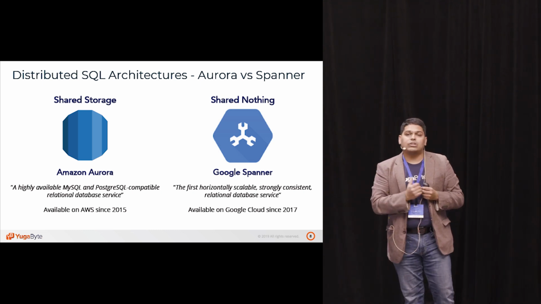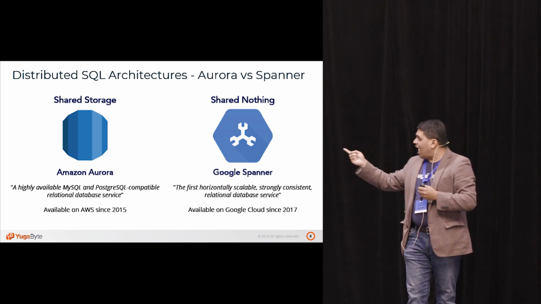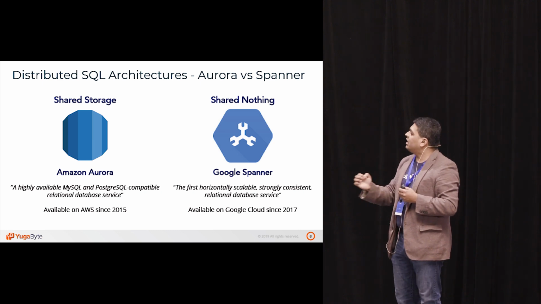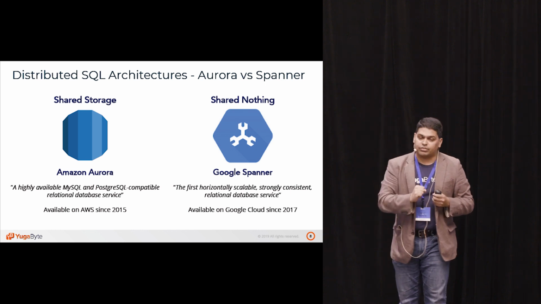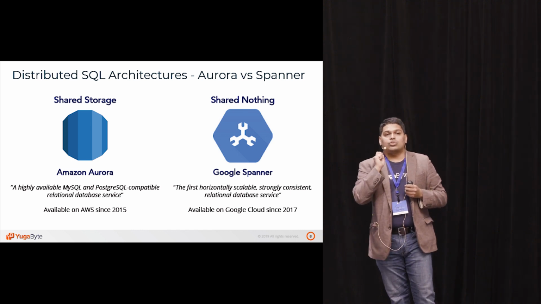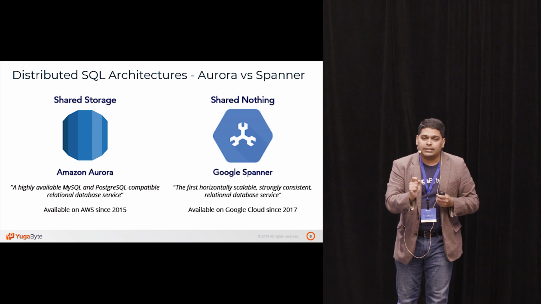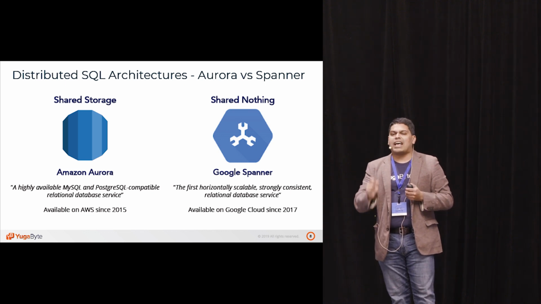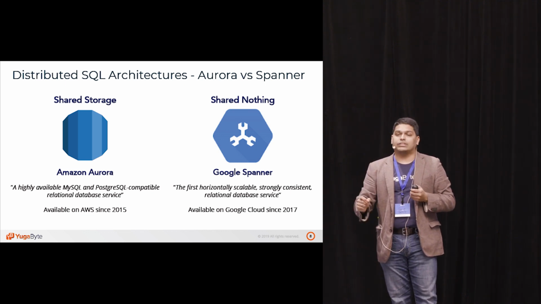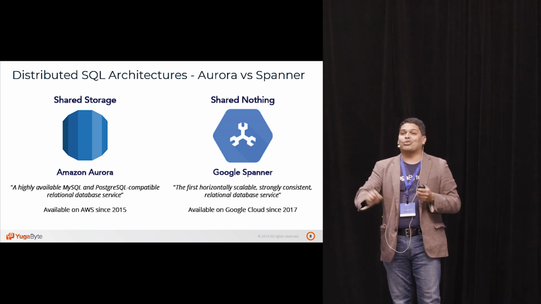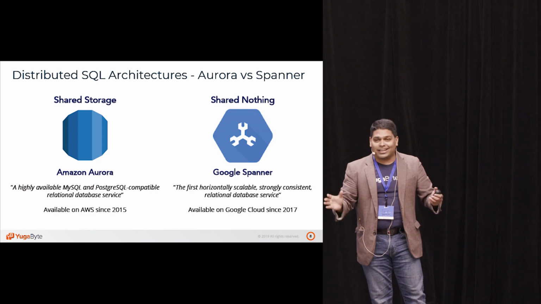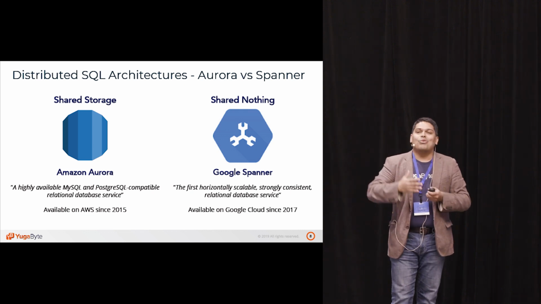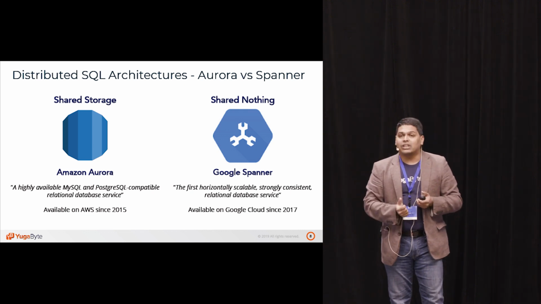So first is Amazon Aurora. The way Amazon describes it is a highly available MySQL and PostgreSQL compatible relational database service. It was made generally available in 2015. It is Amazon's fastest ever growing service. Not just fastest ever growing database service, fastest ever growing service. So clearly, as engineers, we love something that Aurora has to deliver.